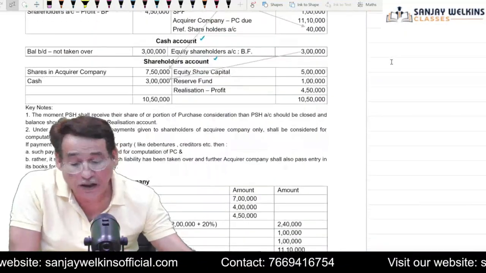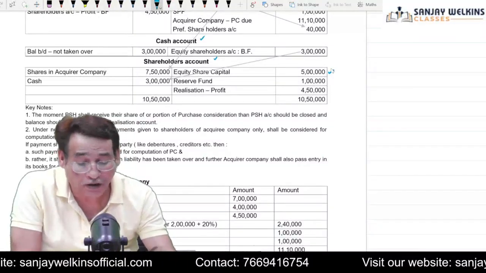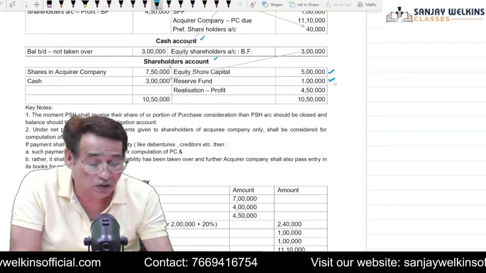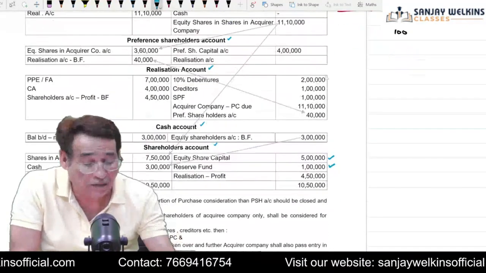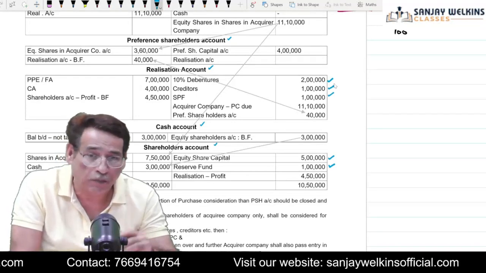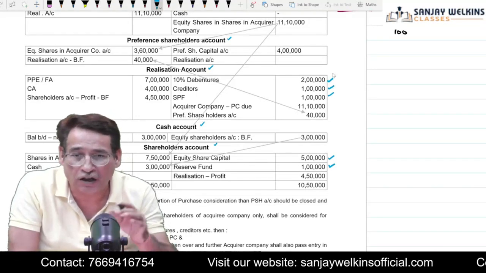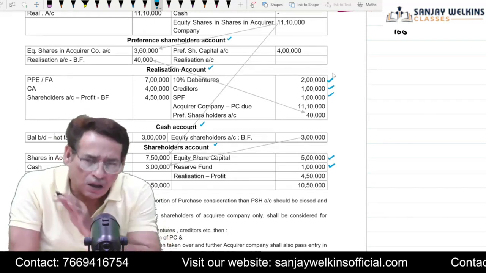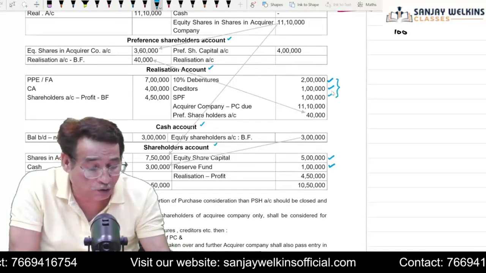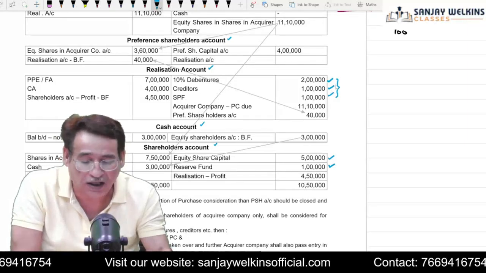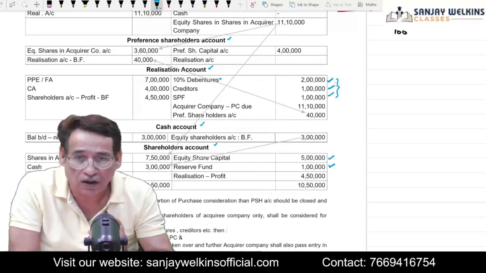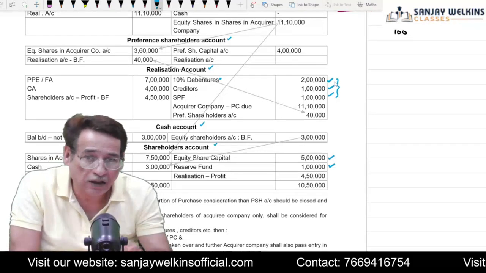Now, if you look into the liabilities, there are hardly many items. One is equity share capital. First of all, as usual, I am going to post them to the credit side of shareholders. Then reserve fund is also there, so reserve fund will also find place here. There are three liabilities. I have already told you many times that when we post the items from the balance sheet to the respective account, we will not care whether liabilities have been taken over or not. Irrespective of that, first of all, we have to post them to the credit side of the realization account. So even though debentures haven't been taken over, I have still posted them here. Correct? Now, the liability side is closed.